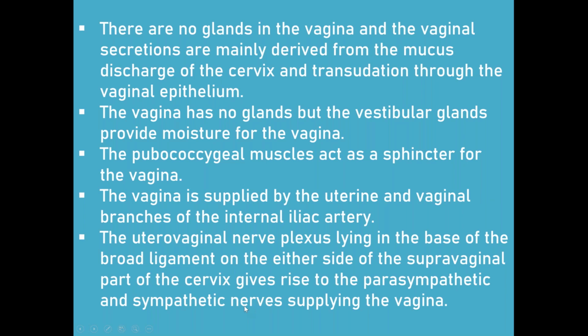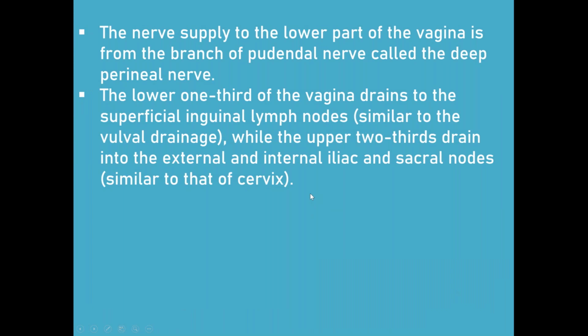The vagina is supplied by the uterine and vaginal branches of the internal iliac artery. The uterovaginal nerve plexus lies in the base of the broad ligament on either side of the supravaginal part of the cervix and gives rise to the parasympathetic and sympathetic nerves supplying the vagina. What about the innervation of the vagina? The nerve supply to the lower part of the vagina is from a branch of the pudendal nerve, the deep perineal nerve. The upper part is supplied by the uterovaginal plexus.